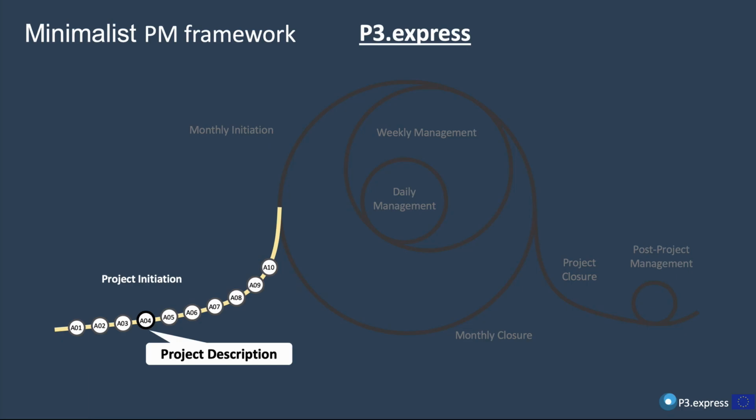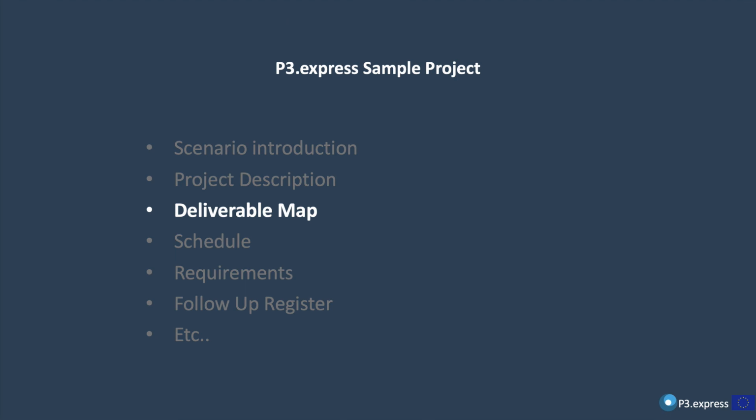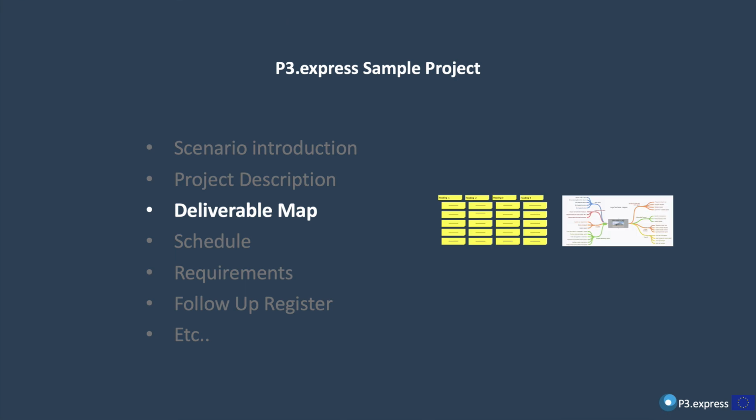That was it then for our fourth activity in project initiation, which is to describe the project description. Next, we will look at the deliverable map. Here we're going to break down the project, and we're going to use a mind map to do that.